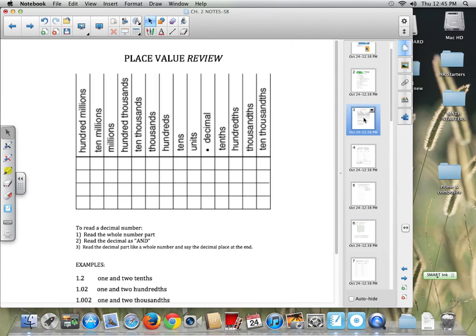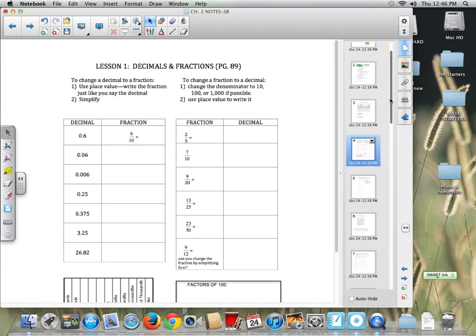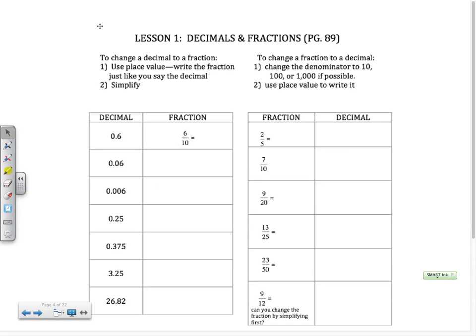All right, our next page is a review of place value. We've reviewed it. You should know it. If not, this is a great chart for you to use. Next page is our lesson. So let's get started on decimals and fractions. Let's look on the left side, to change a decimal to a fraction. We've done this in class, so this should come easy.